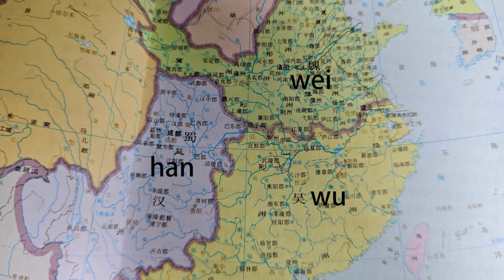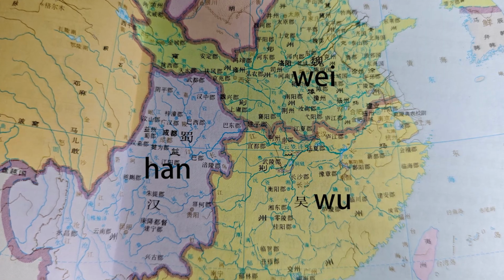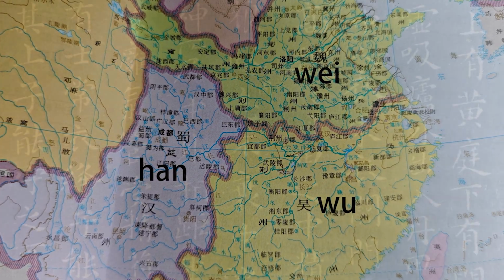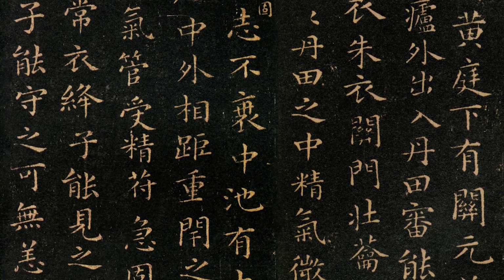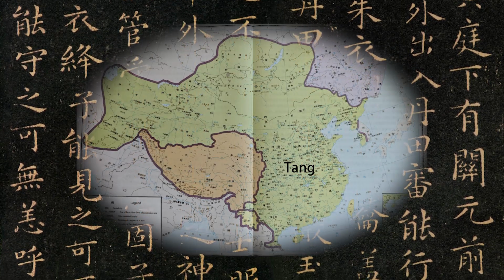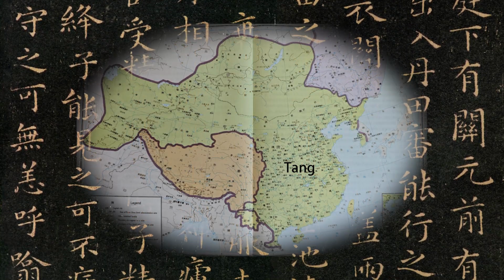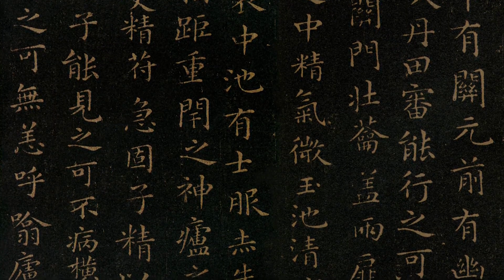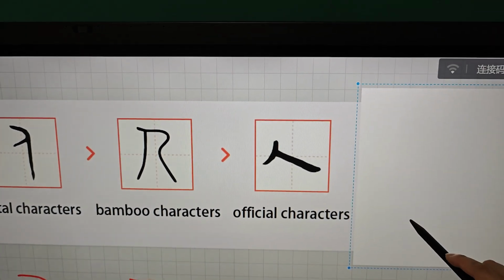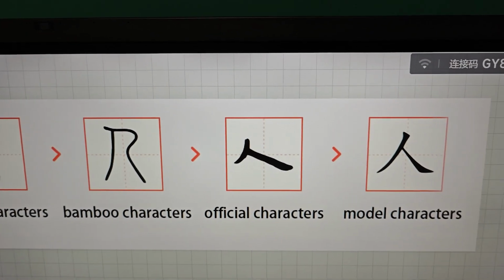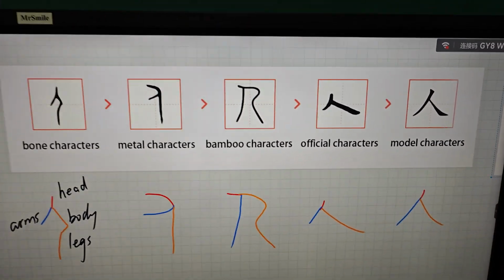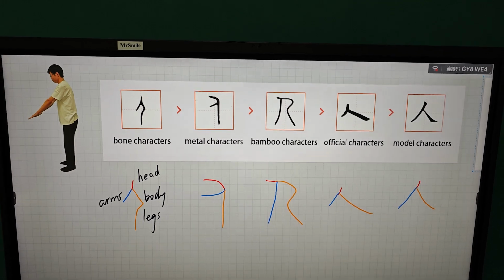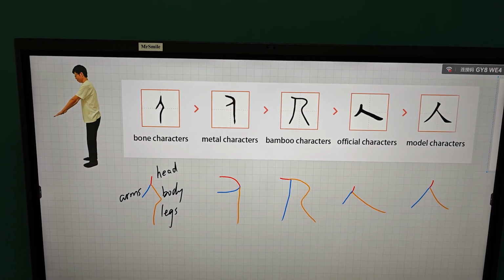Many years later, after the Three Kingdoms period, Chinese characters gradually evolved into regular script. Since then, it continued to develop and became the main writing system in the Tang Dynasty. Based on the Chinese meaning of regular script, I'll call it model characters in my videos. Model characters continue to be used today and are what we now call traditional Chinese characters.